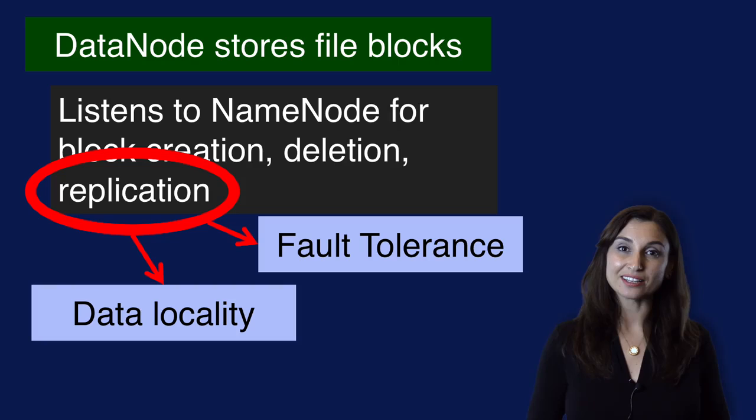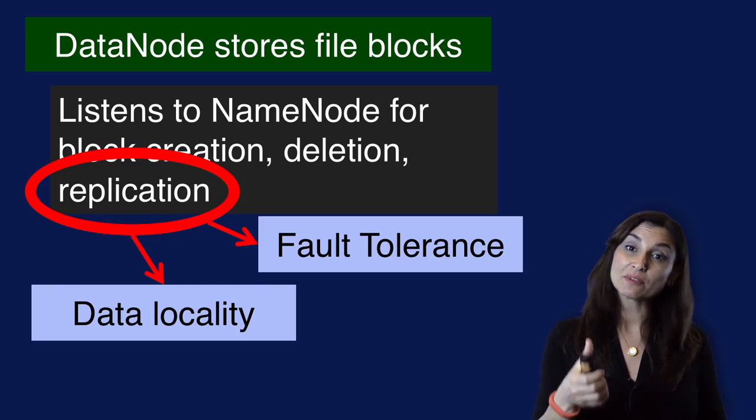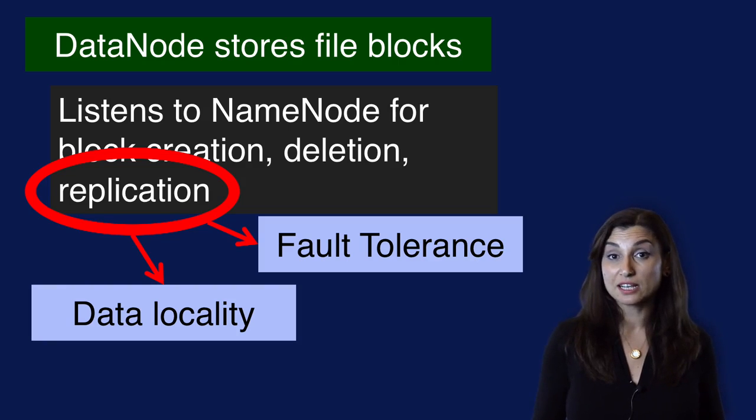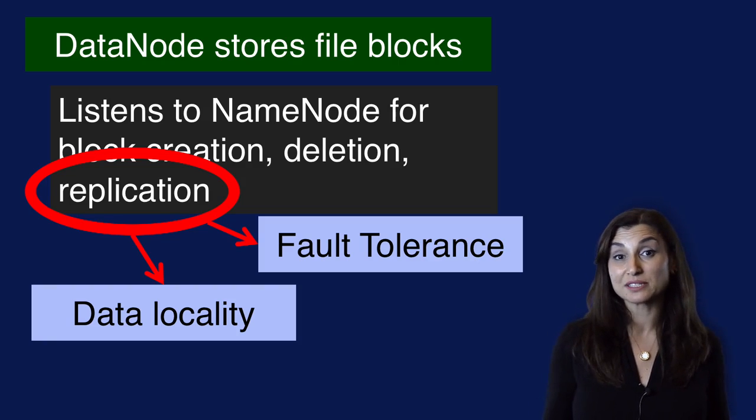As I mentioned earlier, the default replication factor is 3, but you can change this. A higher replication factor means more protection against hardware failures and better chances for data locality. But it also means increased storage space is used.